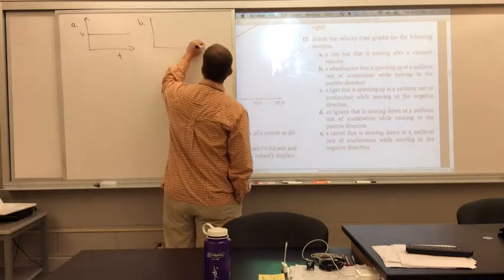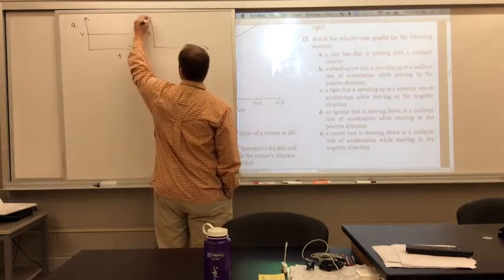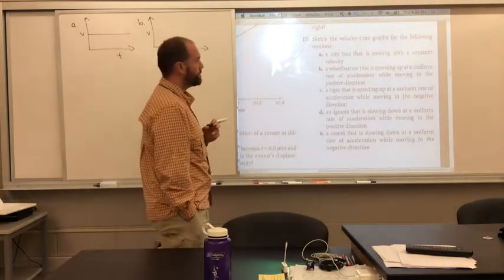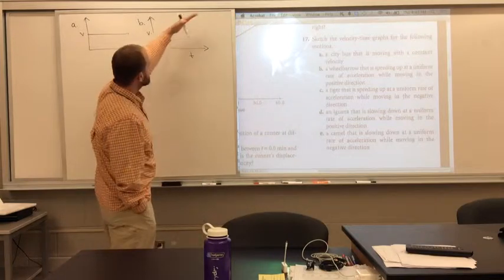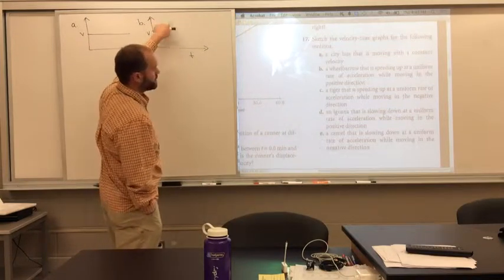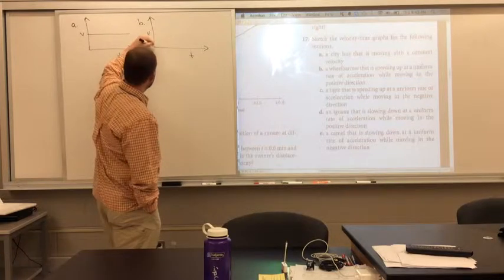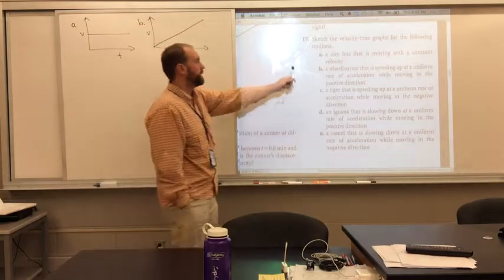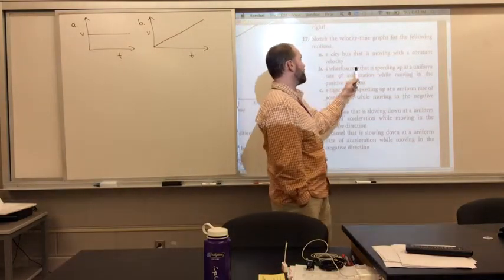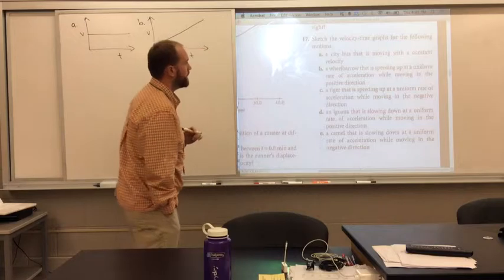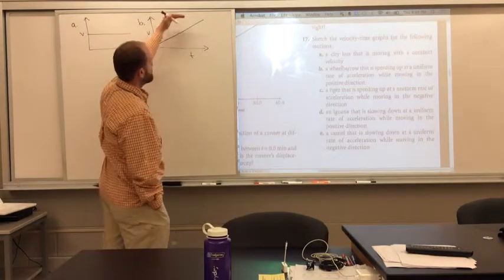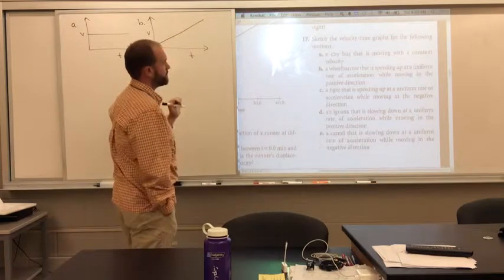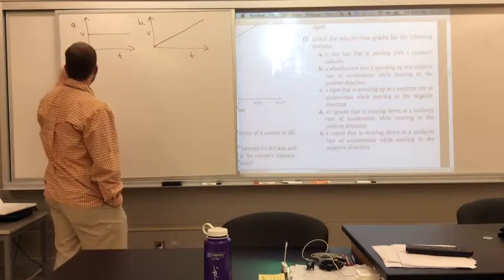Here's a velocity time graph for B. A wheelbarrow that's speeding up at a uniform rate of acceleration while moving in the positive direction. So you know it's positive, so it's going to be up here, in this quadrant, right? And you know it's going to look like that. The reason it's a straight line is because it has a uniform rate of acceleration, all right? And it's speeding up, so it's getting faster and faster as time goes by, and it's moving in the positive direction. All right, C.